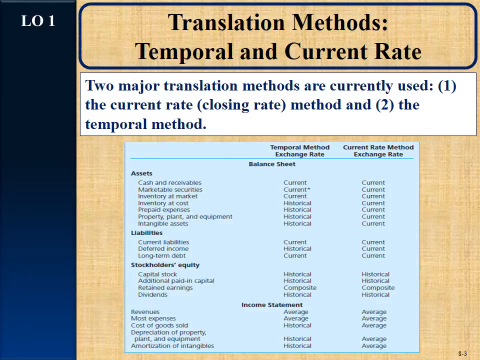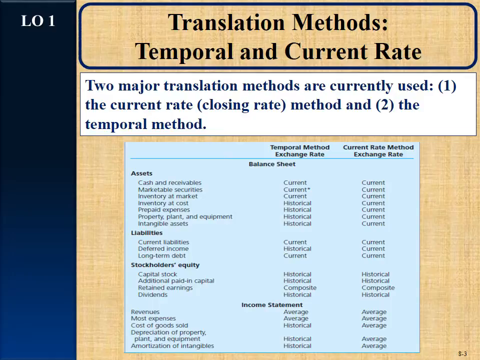Deferred income uses historical. Long-term debt, current. So you see more of those cash items use current. Now, capital stock and additional paid-in capital use the historical. Retained earnings, you're going to see we actually calculate it. It's a composite of different rates. And then dividends, you use the historical rate at the date of the dividend under the temporal method. The income statement under the temporal method, you convert revenues and most expenses by the average rate for the year. Cost of goods sold under the temporal method uses a historical rate, as well as depreciation and amortization.